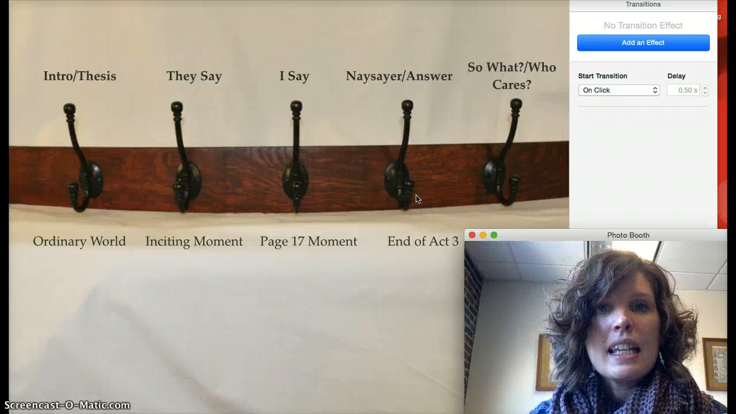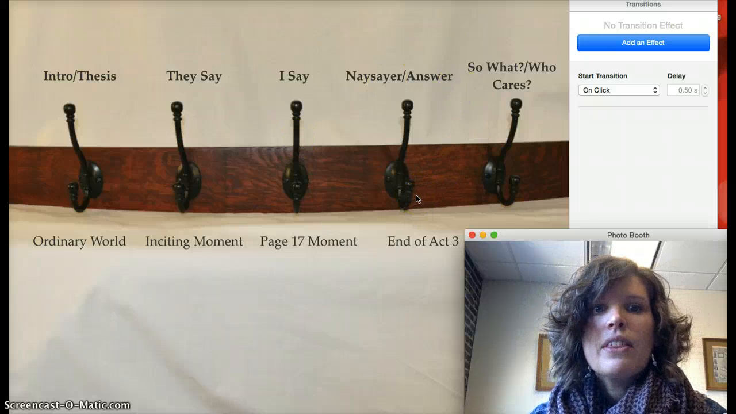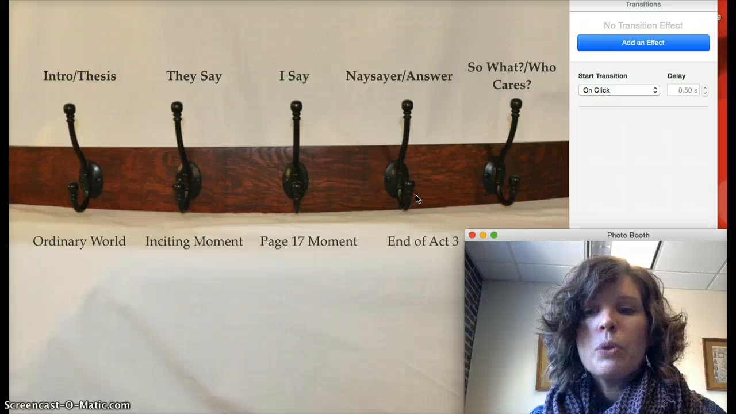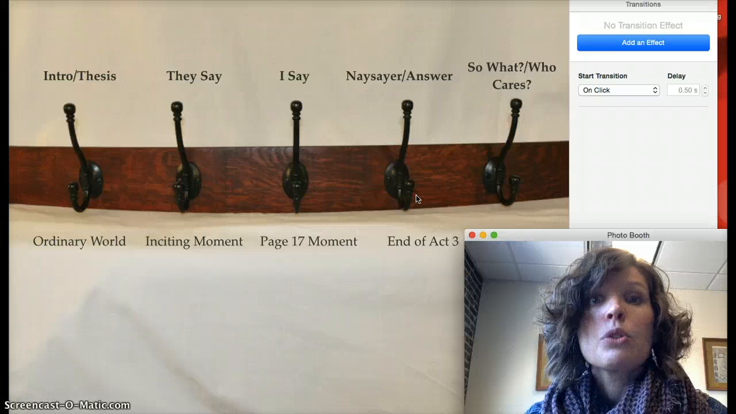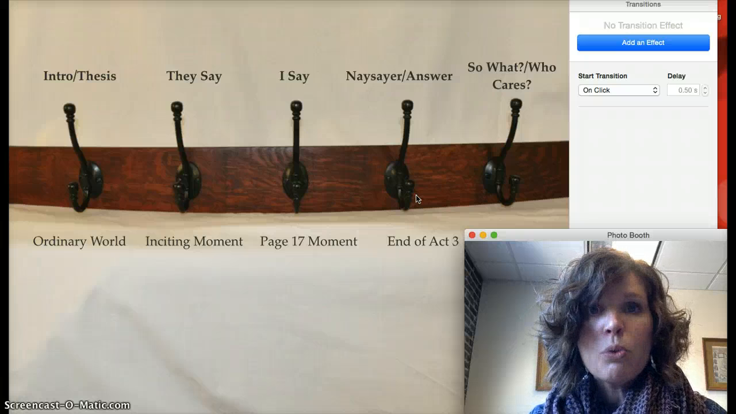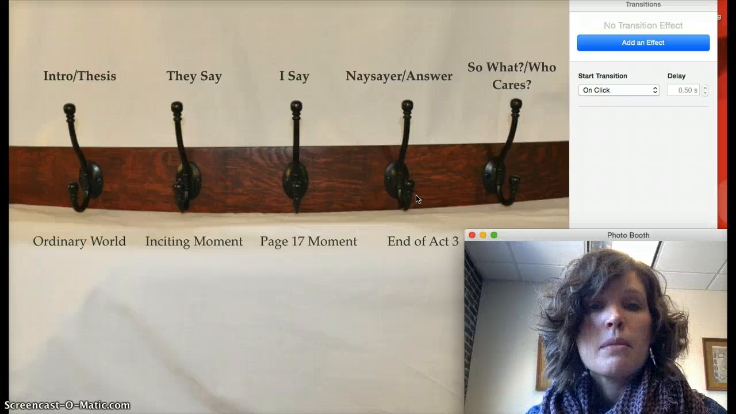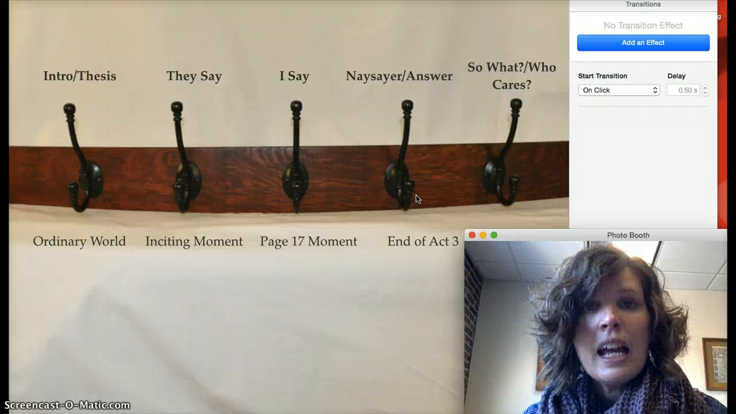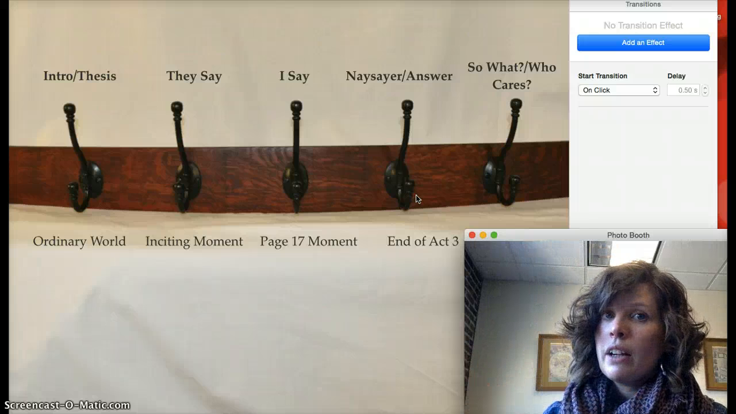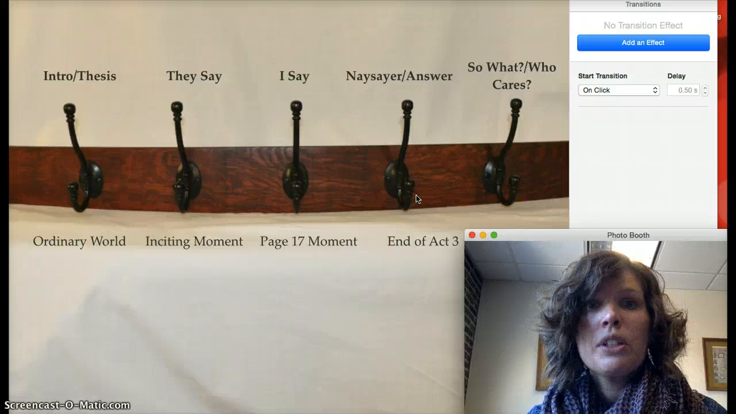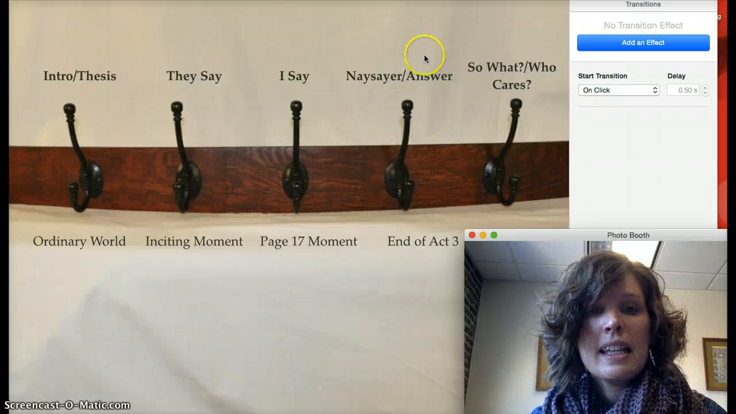Then you have the naysayer and the answer. And this is where you have to bring in a voice that would disagree with your I say. Who would possibly argue with what you're saying? And then you don't want to just leave the argument there hanging. You need to answer the argument. You need to offer a rebuttal. So that's the naysayer and the answer.